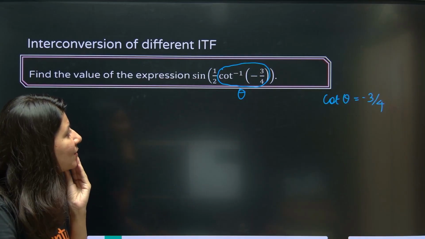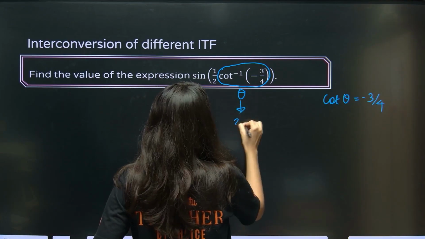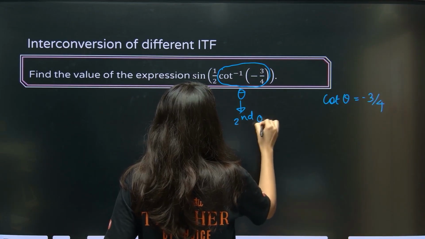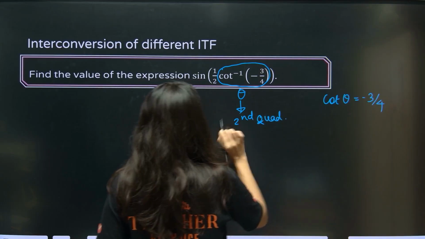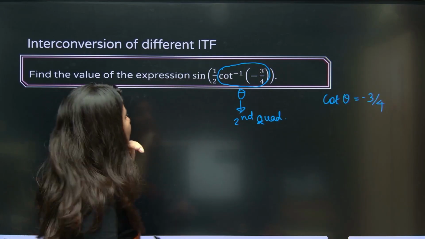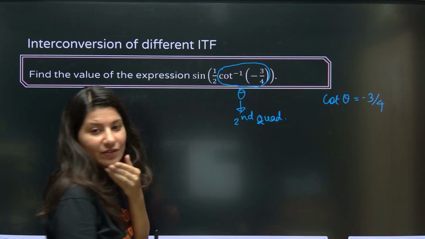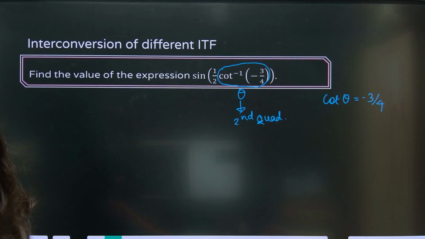So cot theta is equal to minus 3 by 4, so this answer will be in the second quadrant. This theta will be in the second quadrant. First of all, theta will lie in the second quadrant. Agree or not? If theta lies in the second quadrant, sine theta by 2 is something which you need to calculate. Think about it. How will you do that?